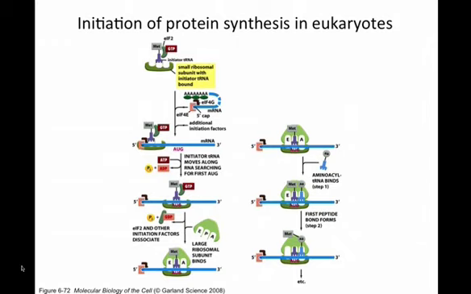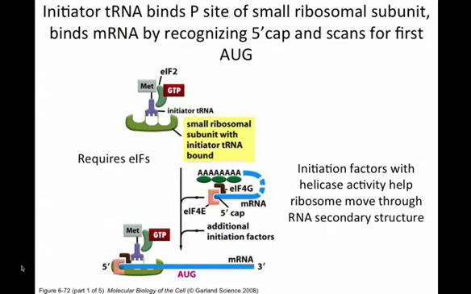So initiation really requires assembly of the ribosome on the mRNA and scanning to find the first start codon. That's the main thing that needs to happen. Right? So you have an initiator tRNA, which carries methionine, and it's going to bind to the P site of the small ribosomal subunit. And it binds to the mRNA by recognizing that 5' cap. Remember, that cap was important, wasn't it? And then it's going to scan for the first AUG.